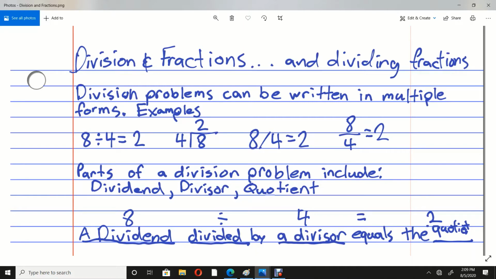Our first set of notes here is over division and fractions, and we're going to be dividing by fractions. These notes are for 6th grade specifically, although I'll probably use them in other classes, so get ready for that. From 6th grade, Module 2, we're dividing fractions, so I figured I'd give y'all some notes on division and fractions. The first part here says division problems can be written in multiple forms.